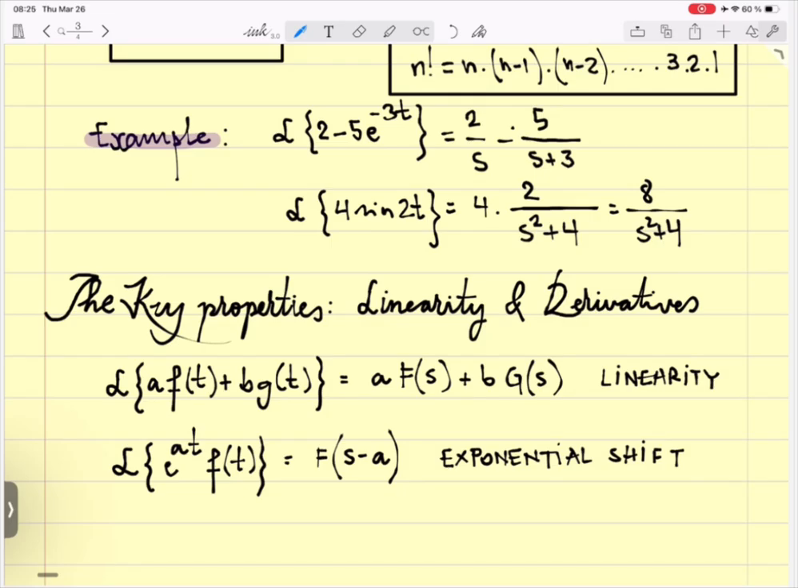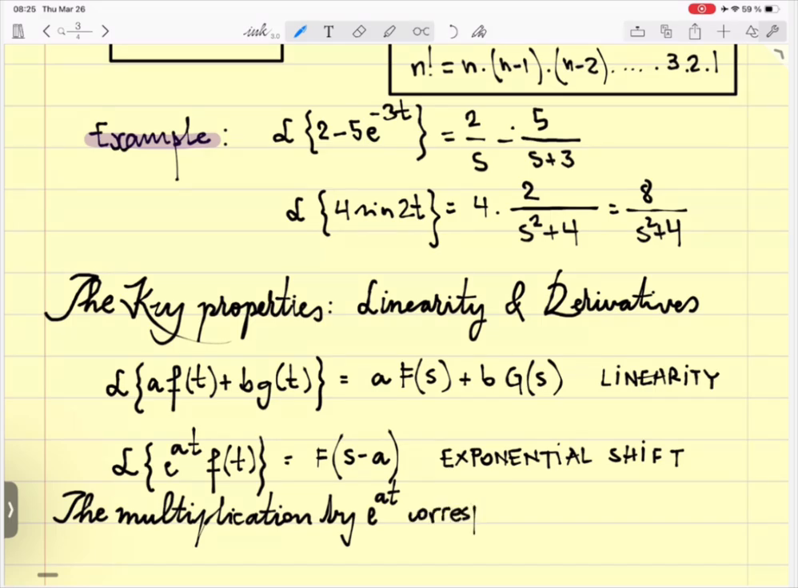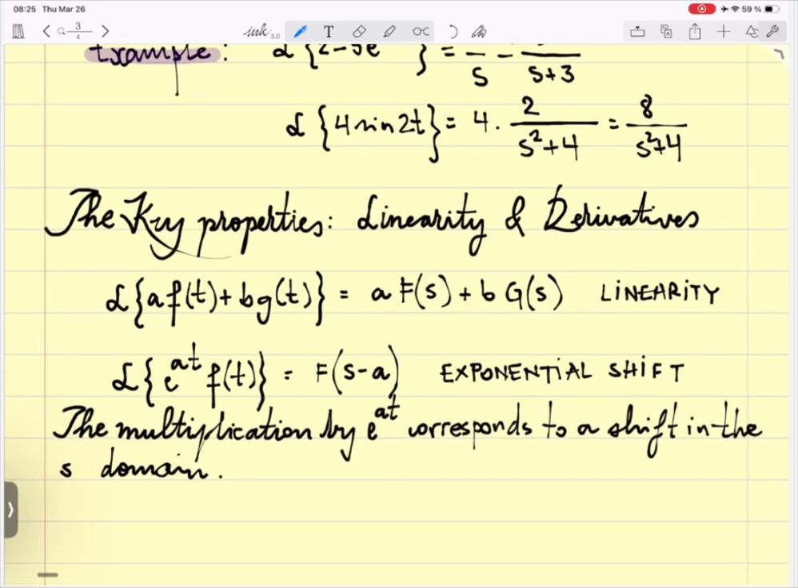So the multiplication by e to the a t corresponds to a shift in the s domain. This is a very useful rule, okay?